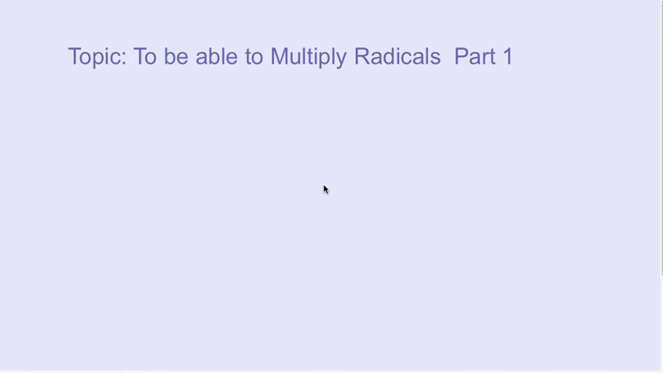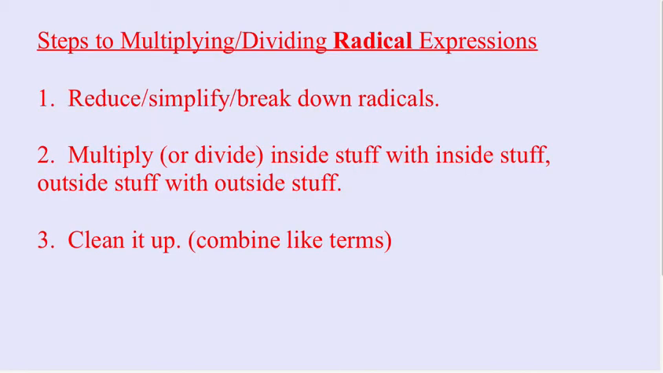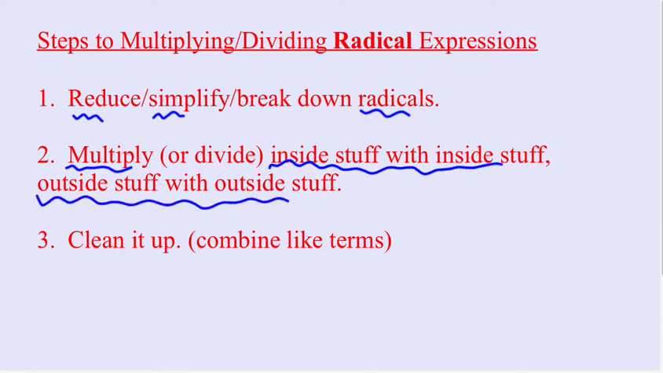Multiply radicals together. This is part 1. Here are the steps to multiplying and dividing radicals. In this video, we're going to just focus on the multiplying. So you want to reduce or simplify your radicals. Then you're going to multiply the inside stuff to the inside stuff, and outside stuff to outside stuff. You'll see what I'm talking about in a minute. And then clean up any like terms that you have.